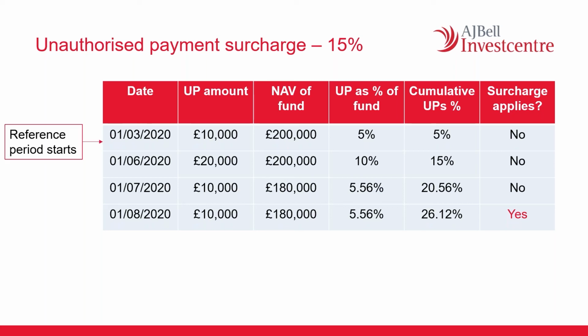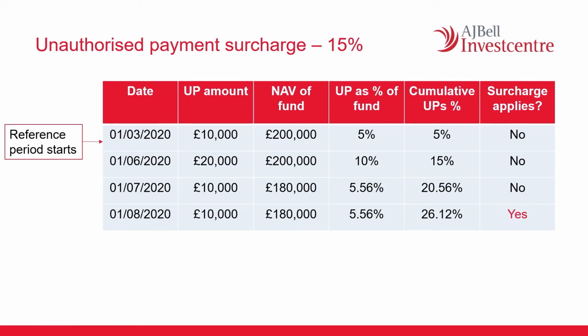So the first unauthorised payment is on the 1st of March 2020, and that's when the reference period starts. Here we have an unauthorised payment of £10,000 when the net asset value of the pension fund is £200,000. So the unauthorised payment as a percentage of the fund at that point in time is 5%. And overall, because it's the first unauthorised payment we've had, the cumulative unauthorised payments under that scheme are 5%. So the surcharge will not apply.